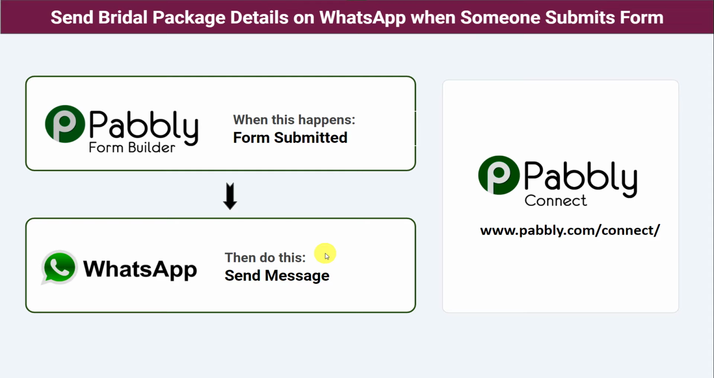So why not create an automation? In this use case, we want that whenever a customer fills the form in Pabbly Form Builder, he should automatically receive a WhatsApp message on his number. But here, the problem is that there is no direct connection between Pabbly Form Builder and WhatsApp. So how to do this? As a solution, we are going to use Pabbly Connect.